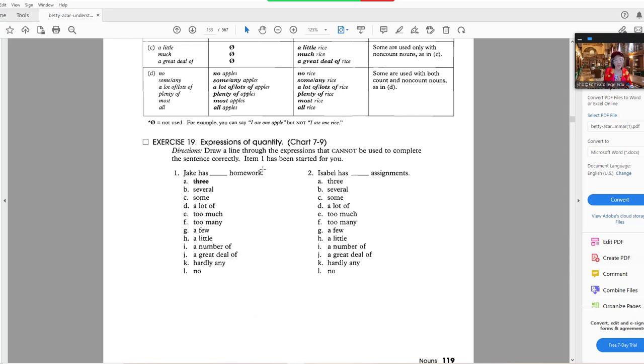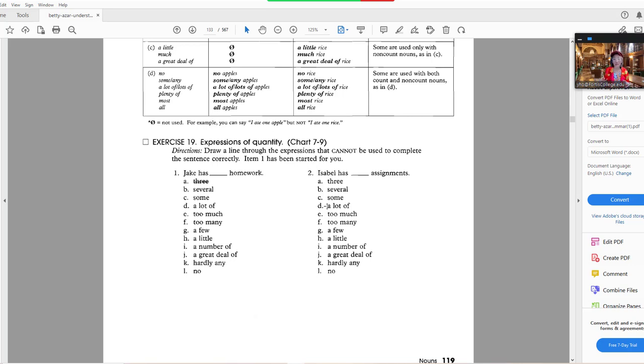Jake has a little homework. That's correct. Now you have a countable noun. Isabel has 3 assignments. Correct. Several assignments. Correct. Some assignments. Okay, that's correct. A lot of assignments. Correct. Too much assignments? No, because much is always used with non-count nouns. She has too many assignments. That's correct. Isabel has a few assignments.